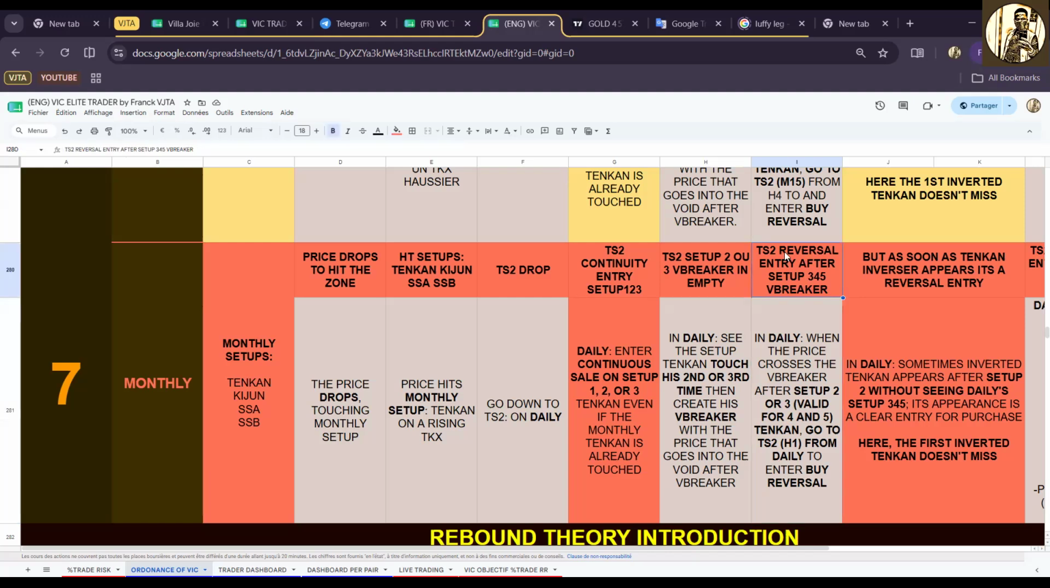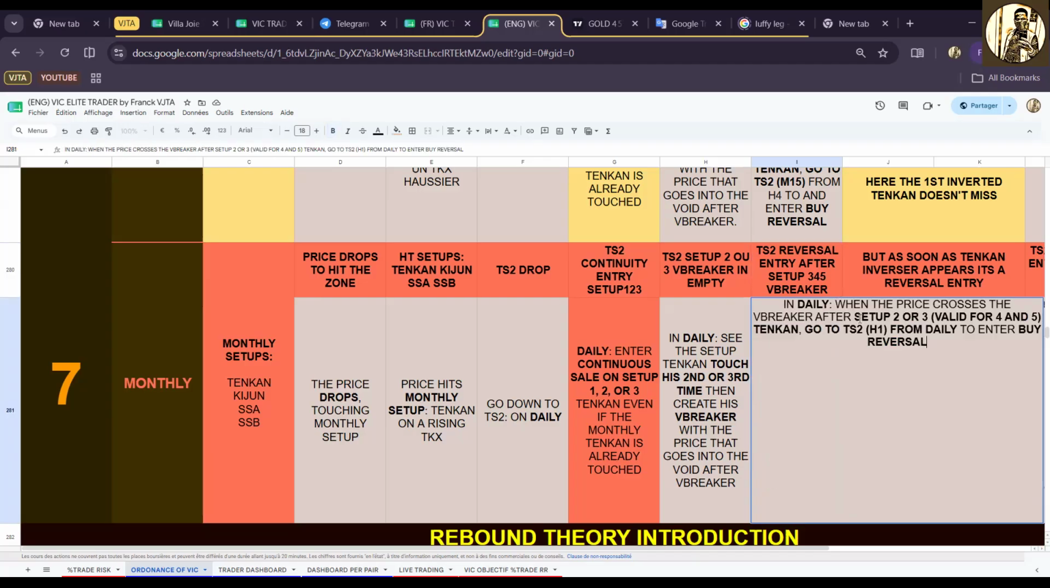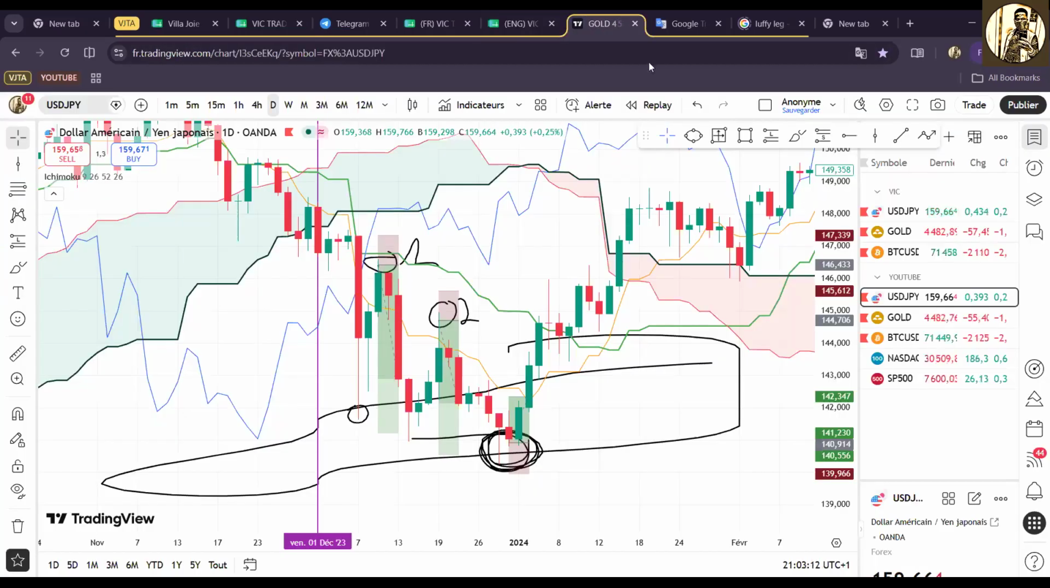I wanted to say something here, is that right? TS2 reversal entry after the V breaker of the setup Tenkan 3, 4, 5. In daily, when the price crosses the V breaker after the setup 2 or 3, valid for 4 and 5, then you can go to H1 from daily and start buying the reversal. So what I mean here is that, right?